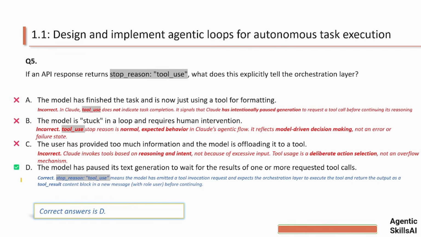The correct answer is option D, because a stop reason of tool_use means the model has intentionally requested a tool execution and expects the orchestration layer to run the tool and return the result before continuing.